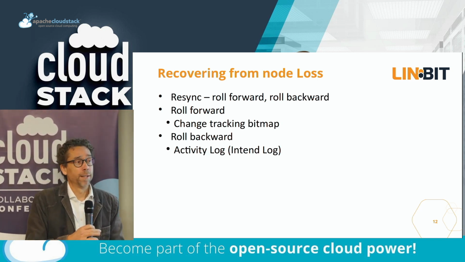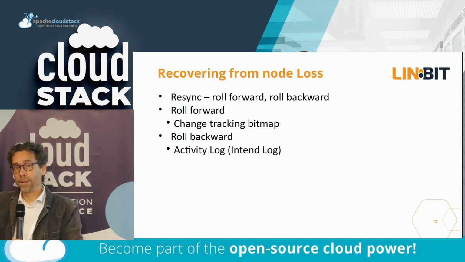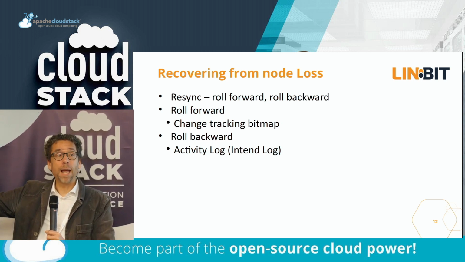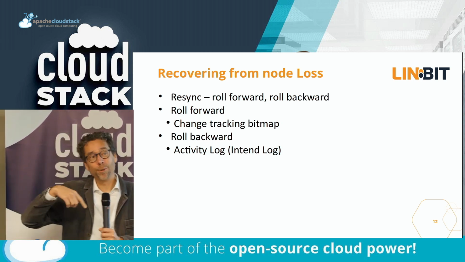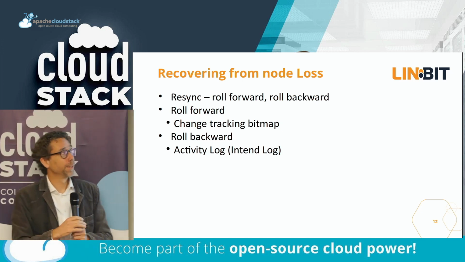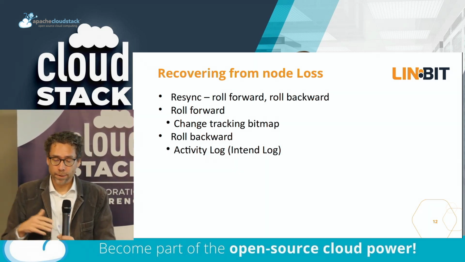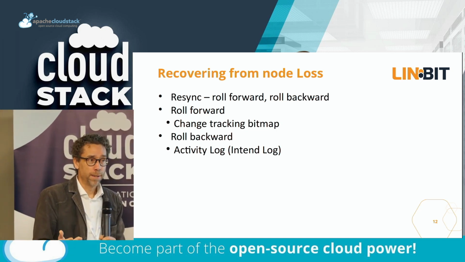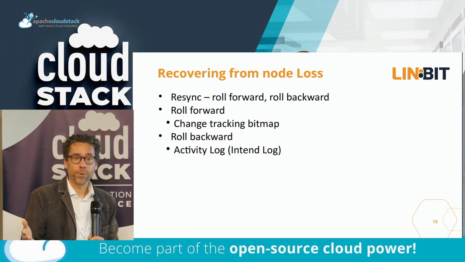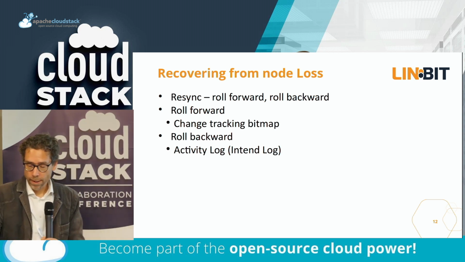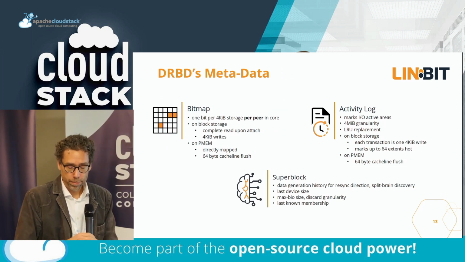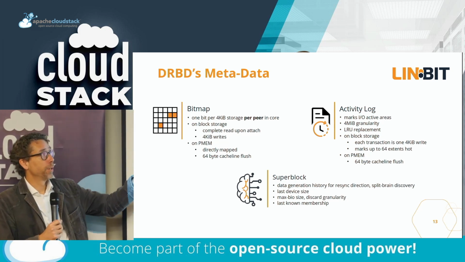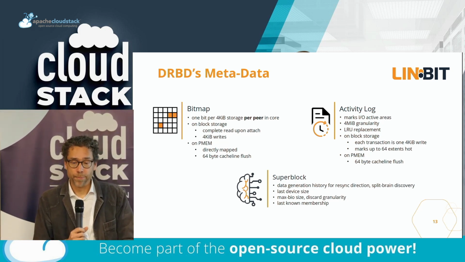But also the other way. If the primary crashes, we restart the application somewhere else. It restarts at a point where this last write never happened. So in order to reintegrate that node, we need to do this rollback. And for that, we have the activity log that does so-called intent tracking. So we save on stable storage what we are going to do. And now this brings me to the two main data structures we have in DRBD for this purpose.